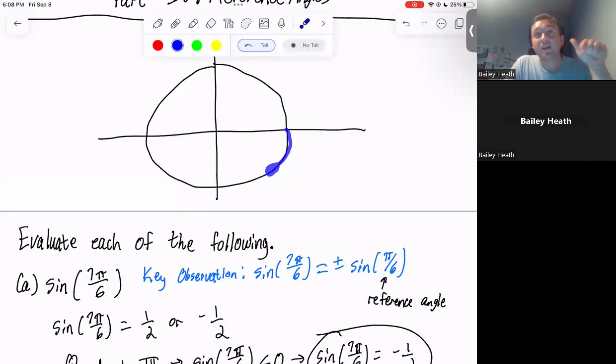Now with tangent, we have to stop and think for a moment. Tangent is sine divided by cosine. Here, the sine value is negative, right? The y is negative. So we have a negative on top, but we have a positive on the bottom because the x value is positive. The cosine value is positive. So what we conclude is that tangent is going to have a negative over a positive. So tangent is going to be negative here.